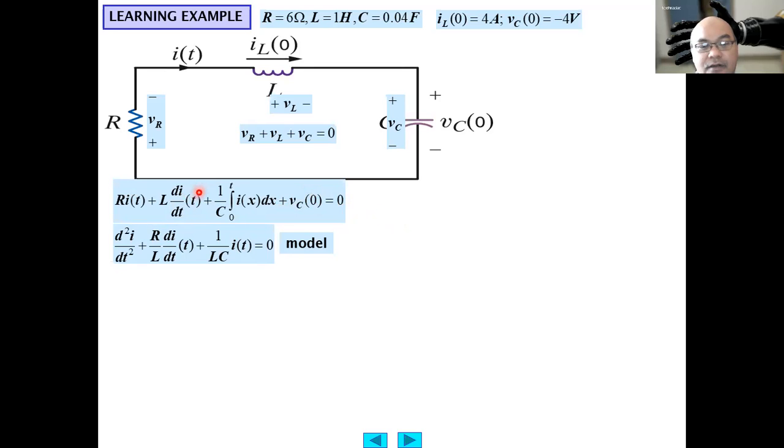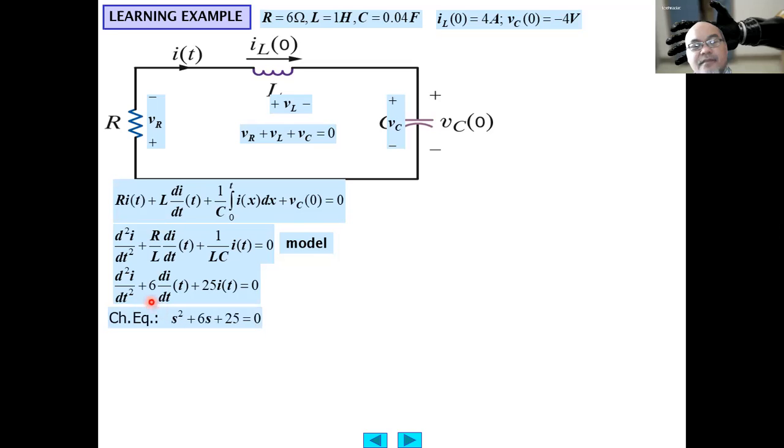So the second order term is d squared i/dt squared with L. We divide by L to normalize the equation. So it becomes d squared i/dt squared plus R over L di/dt plus 1 over LC i equals 0. Then we insert the values of R, L, and C, and we obtain this. Then we rewrite it as the characteristic equation: s squared plus 6s plus 25 equals 0.